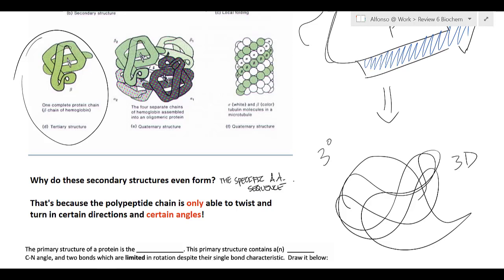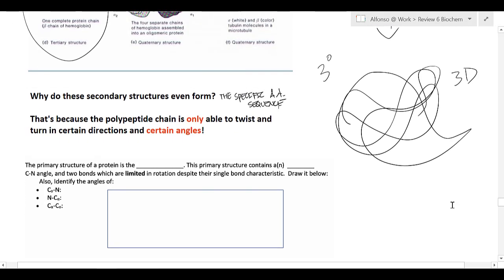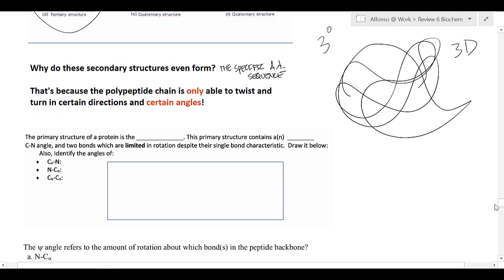So that's because the polypeptide chain is only able to twist and turn in certain directions. So with every single amino acid, you allow a certain form of twisting, and this is really important for you guys to know. So the primary structure of a protein is the what? Polypeptide. This primary structure contains a CN angle and two bonds which are limited in rotation despite their single bond characteristic. Draw it below. Okay, so this is the primary structure contains a omega angle.